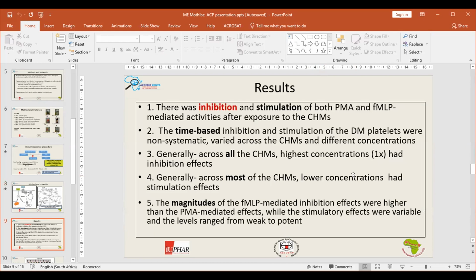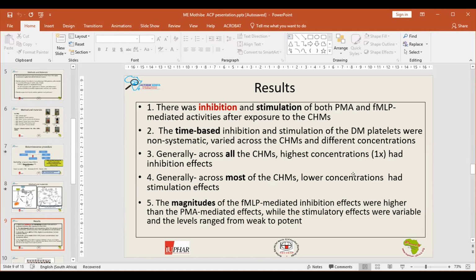So with the results, in summary, we saw that there was in vitro inhibition as well as stimulation of both PMA and FMLP mediated activities after exposure to the herbal mixtures. Now, with the time-based effect, the time-based inhibition as well as stimulation of the platelets were non-systematic.